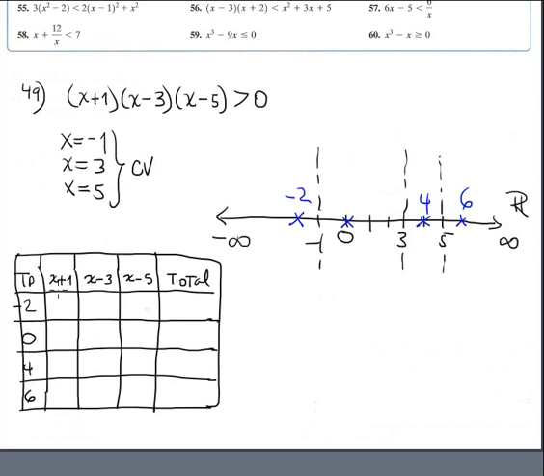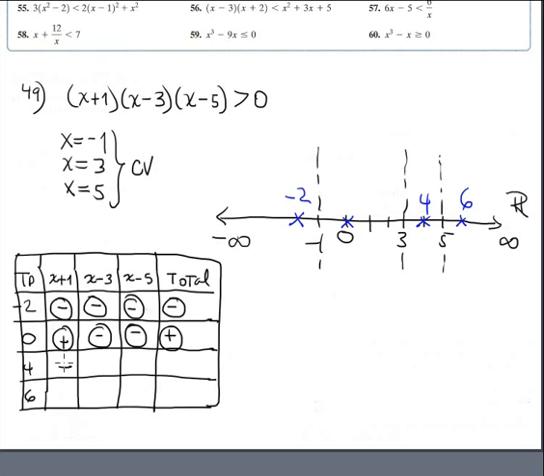Okay, negative 2 here is negative. Negative 2 here is negative. Negative 2 here is negative. 3 negative is negative. 0 is positive. Is negative. Total is positive because we have an even number of negatives.